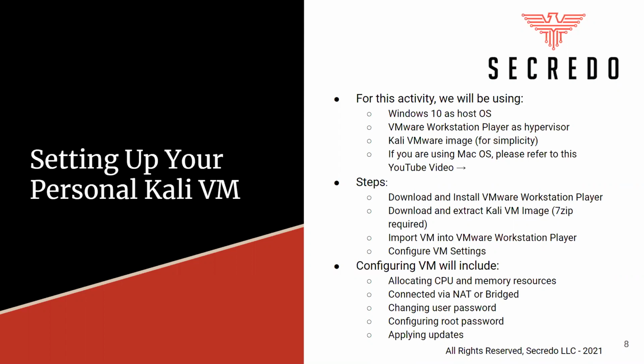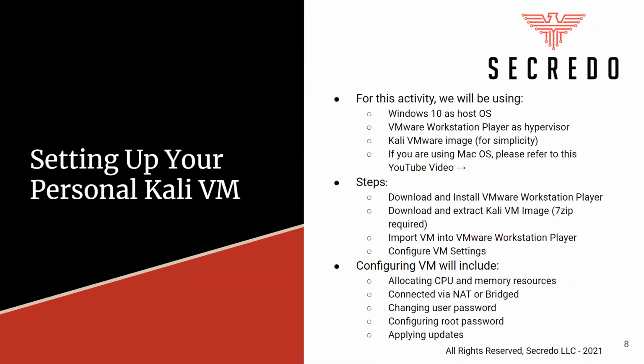So first, for this activity, I'm going to be using my Windows 10 machine as the host OS. For definition, the host OS is what you're running the virtual machine on. Then I will be using VMware Workstation Player. Some of you may be using Oracle VirtualBox, maybe VMware Fusion if you're on Mac. And we're going to be using the current Kali VMware image that is on their website. And then we're going to go through the steps real quickly.